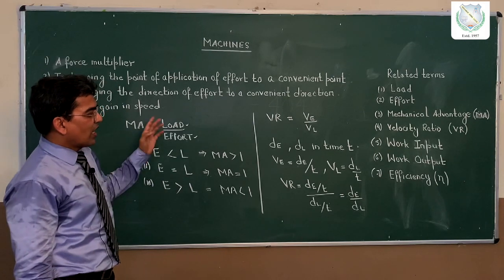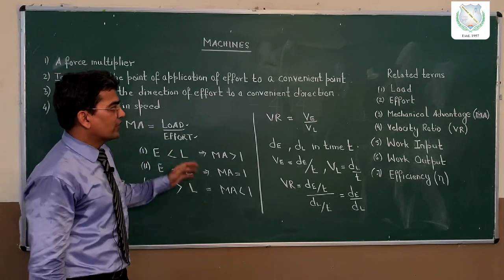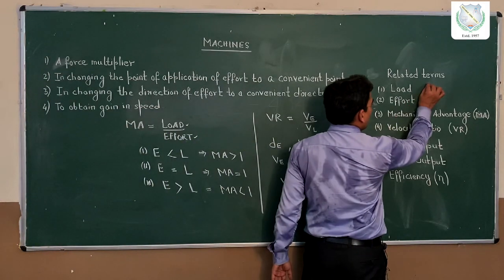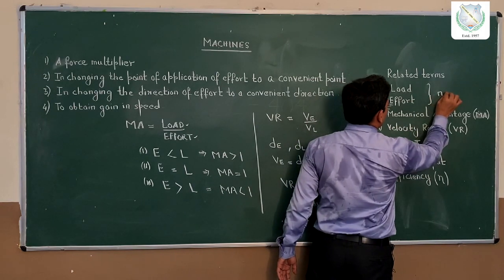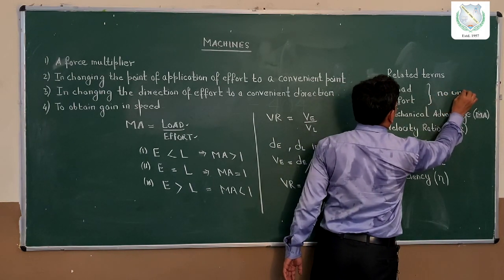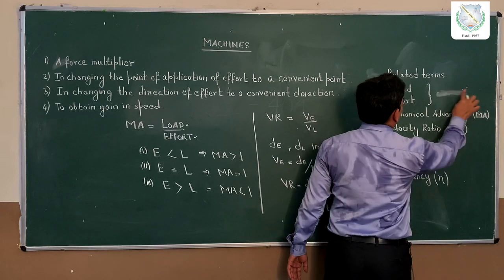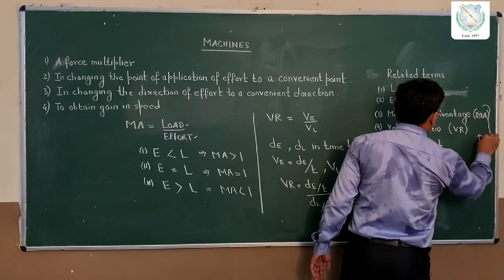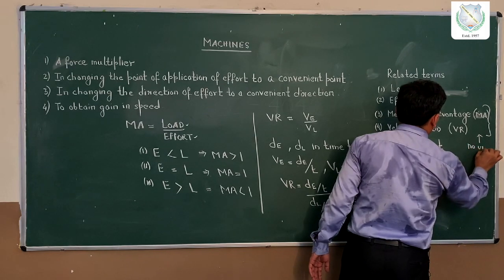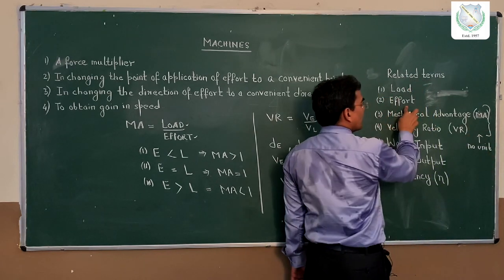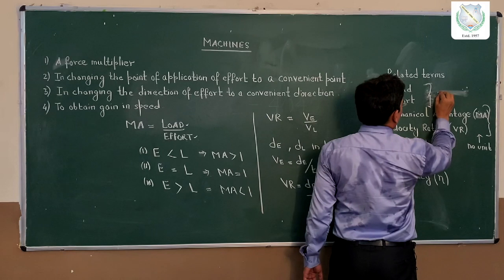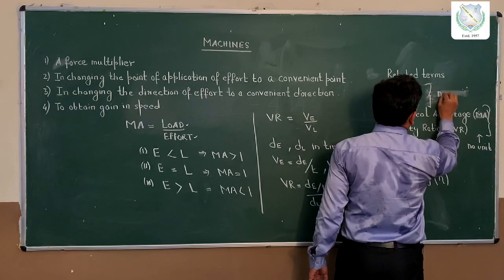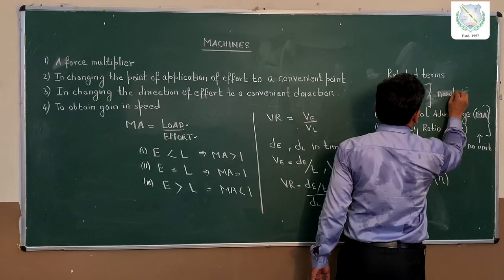For these two terms, mechanical advantage and velocity ratio, we see in the definition both are represented as a ratio, and a ratio has no unit. So that means these two will have no unit. These two were force, so their unit will be Newton.